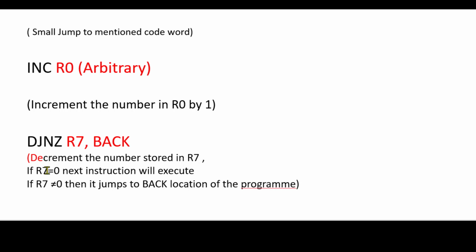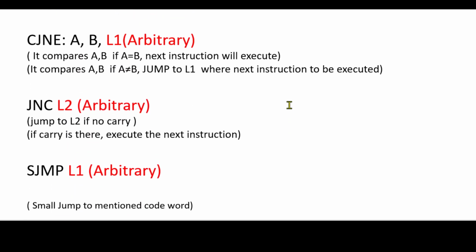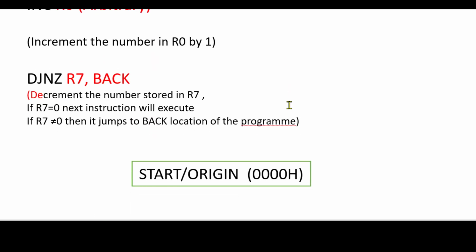In our case, since we are using only 5 numbers, we need only 4. So it will check whether R7 is 4, 3, 2, 1, 0. If R7 is 0, it executes the next instruction without doing anything. If it is not equal to 0, it goes to the place where back is written in your program. So these are the 5 instructions I am going to use for writing a program to find the largest or smallest number among the given numbers. Now I am going to show you how I am going to do this program.